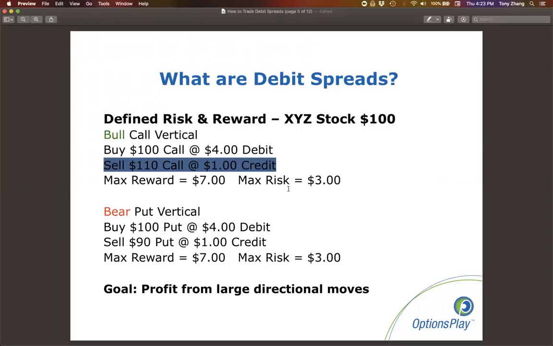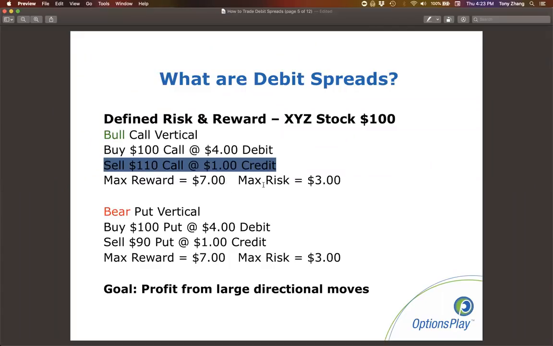What that means now is that your max risk, instead of $4 when you just bought the call, is now only $3 when you trade the spread. So you're reducing not only the cost, but also the max risk that you take on a trade. And what that also does is it actually increases the max reward on that trade, because you're buying a 100 call and you're selling a 110 call, the width or the distance between those two strikes is $10.